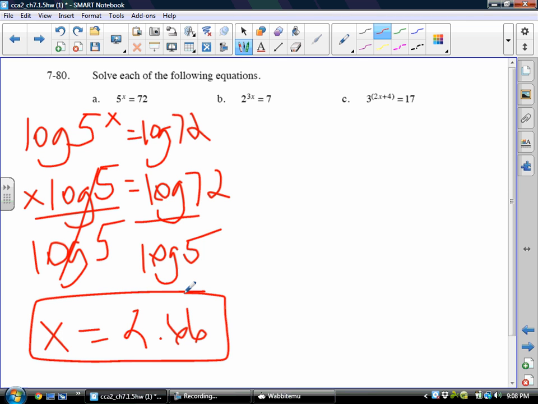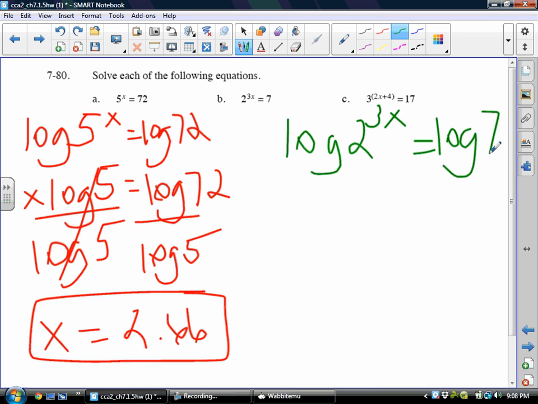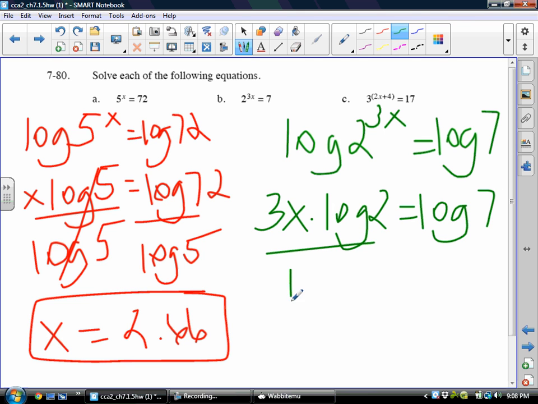So let's do part B. Now I'm probably going to take up another spot for part C. So B, I'm going to do the same thing. I take log of 2 to the 3x power equals log of 7. So notice my exponent is not just the x this time, it's 3 times x. So I'm going to bring down 3x in front times log of 2 equals log of 7. Divide by log of 2, just as if you were solving a regular equation. I want to get my variable by itself.